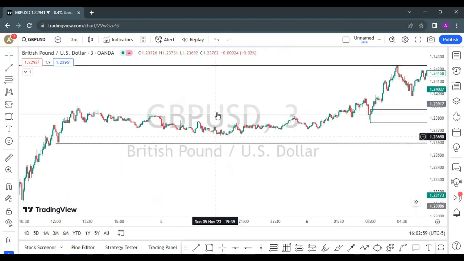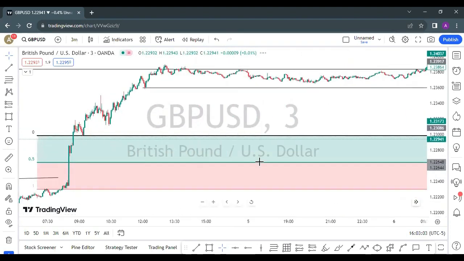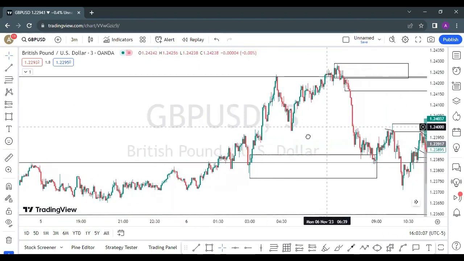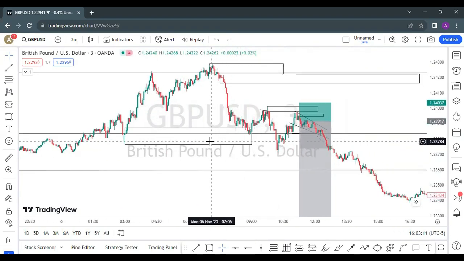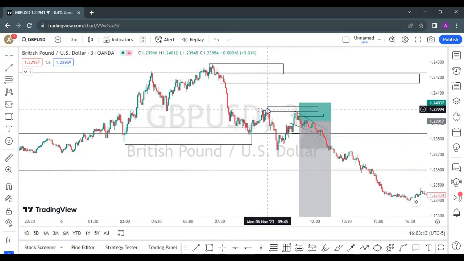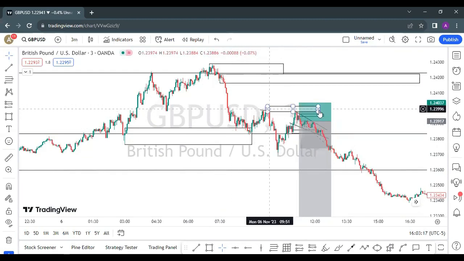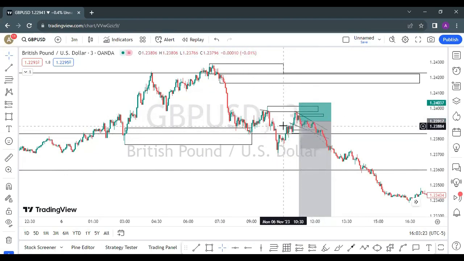You get the point? And even after that, I was waiting for the inducement to get swept, but the market never swept the inducement. It continued pushing down, so I didn't get any entry again. Yes. That inducement on this one. Yes, I was also waiting, but once I see a different thing forming around this area, I quickly make my decision. You get the point?